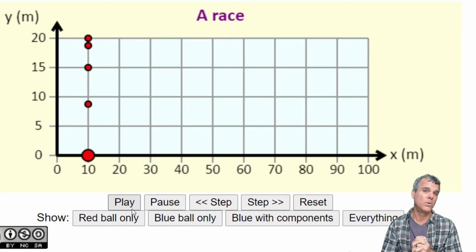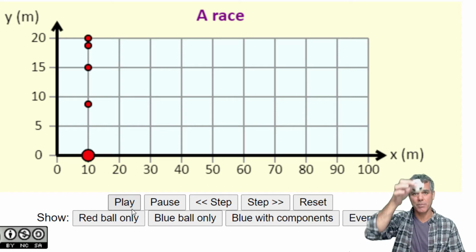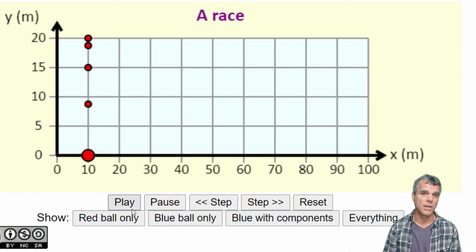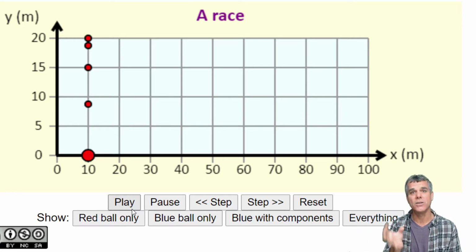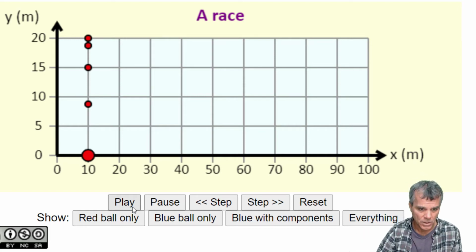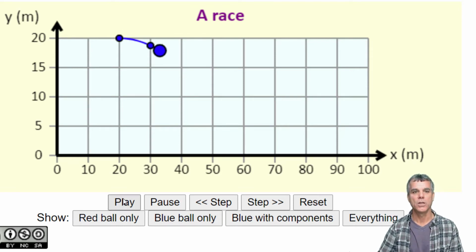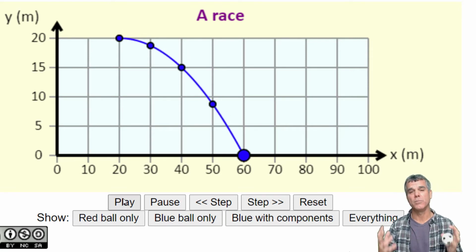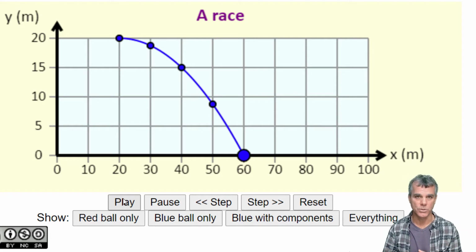So now, though, what happens if instead of just dropping it, I launch it horizontally? So the ball still has no initial velocity in the y direction, but it's moving horizontally. Well, that is going to be represented by the blue ball. So if I launch this horizontally, you'll see the blue ball moves in a parabolic trajectory.